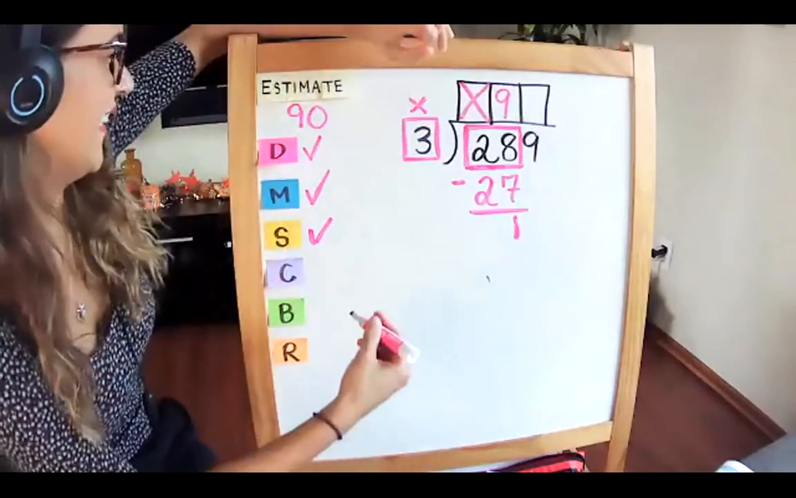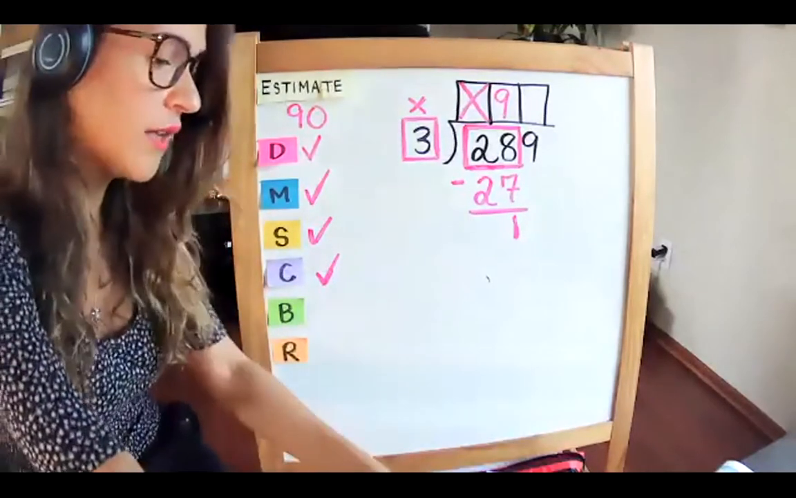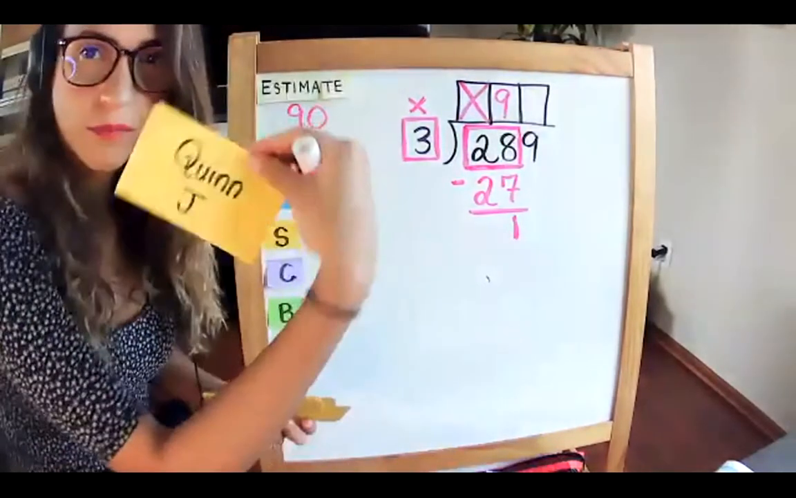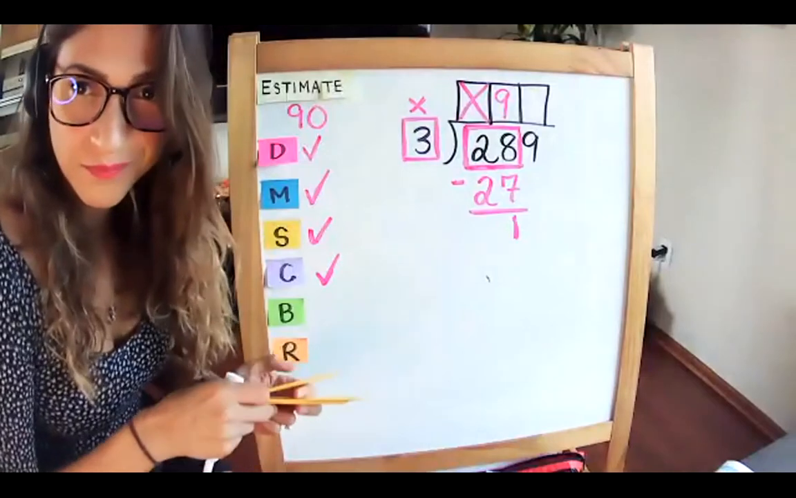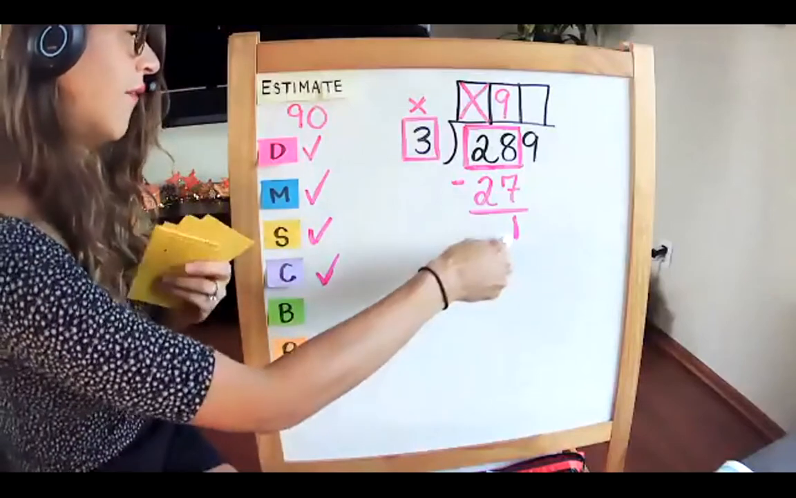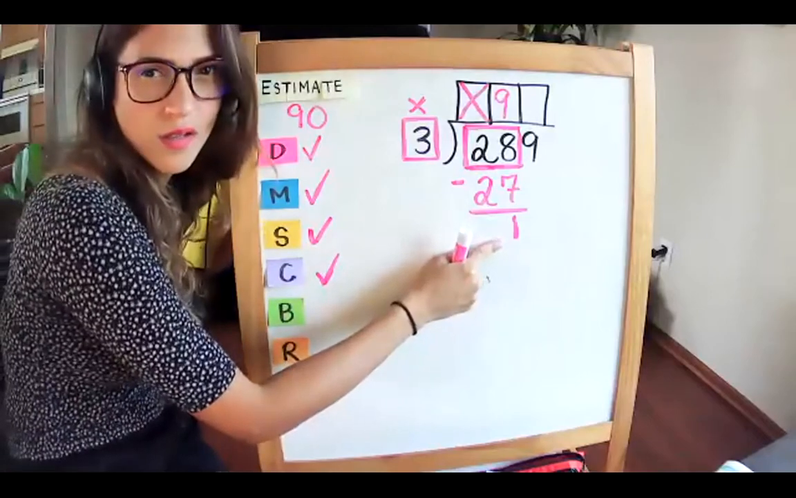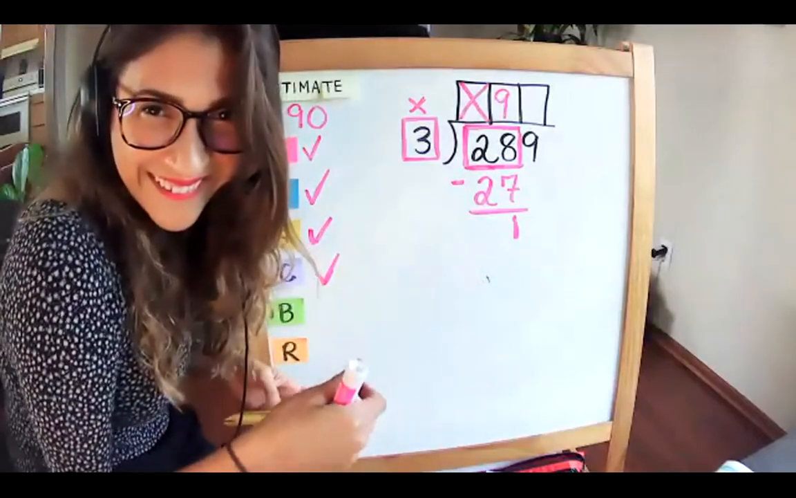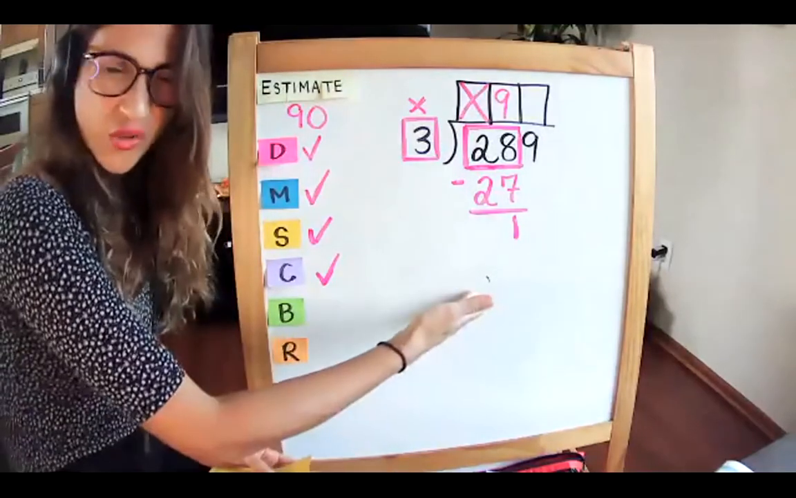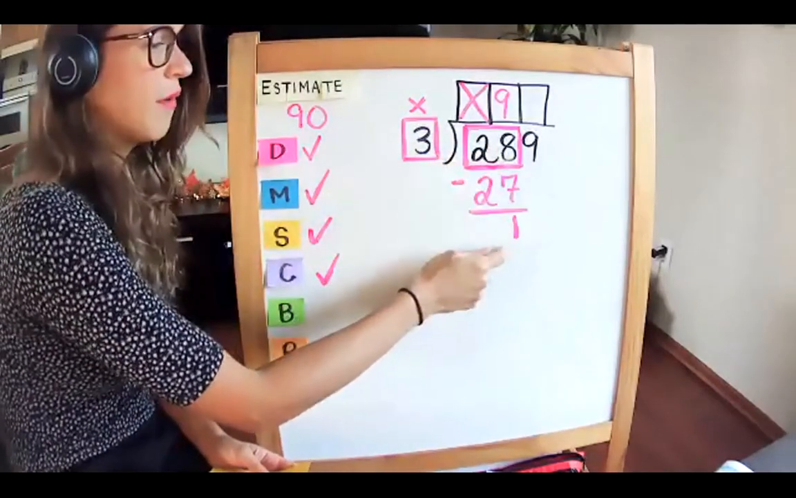All right, 1. Check. What are we checking? I'm going to call on someone. Quinn, what are we checking? I forgot. You forgot? Well, what am I looking at right now? The subtraction. What is this 1? A 10. It's not a 10, it is a 1, but it's a remainder, right? Yeah. 3 was not able to fully go into this 28. We had a remainder of 1.